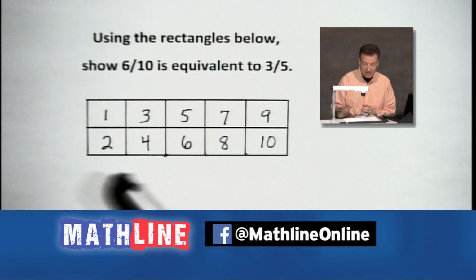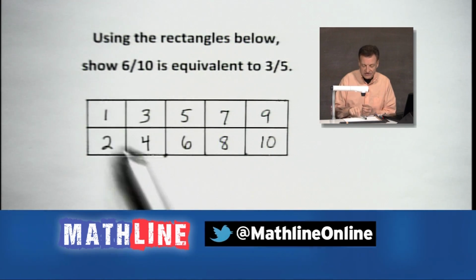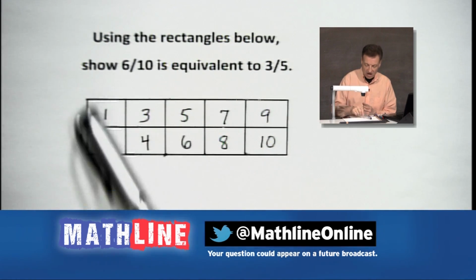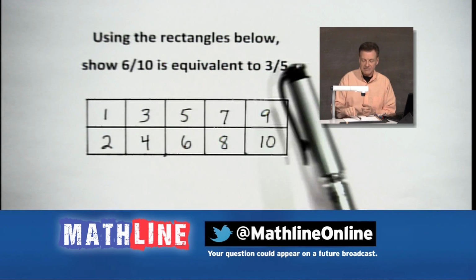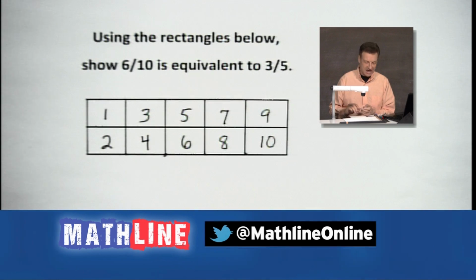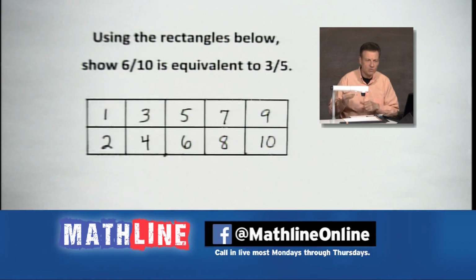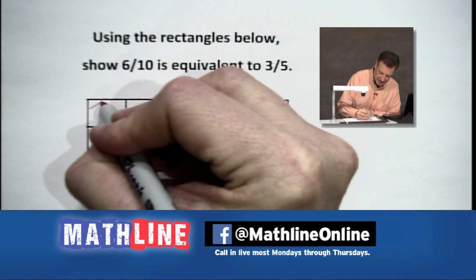But the idea is we want to show that 6, see 1, 2, 3, 4, 5, 6 out of all those 10 is the same as if we were to say 3 out of 5 in the big picture. You say, what do you mean, Ernie? What do I mean? Let's go another color here. Let's see if this will work better.